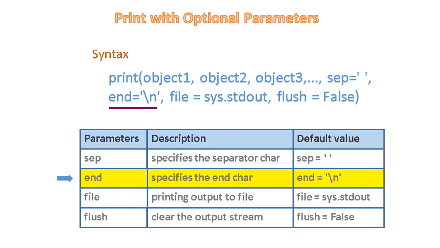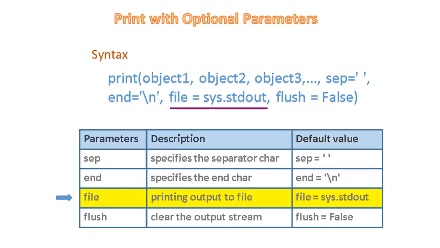The parameter end specifies the end character, and this is also optional. If we don't provide any value, then by default end is equal to a new line. The parameter file is used to print the output to a file instead of printing to an output device. The default value of the parameter file is sys.stdout.